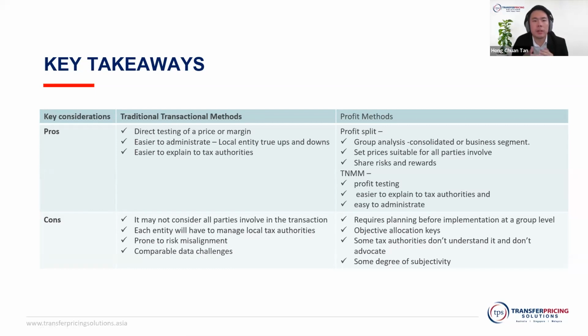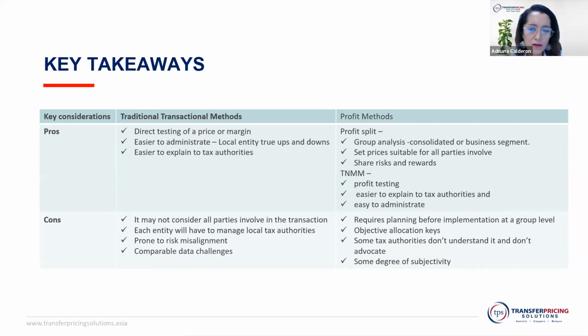And the cons are that it may not consider all parties. I suppose the profit split would obviously involve all parties. And then each taxpayer would have to manage their own TP, as well as the local tax authorities. And you may risk any misalignment in favor of either party. And then lastly, comparable data is a challenge in some of the methods, such as Resale Price and Cost Plus, and hence we go back to the TNMM for comparable data.